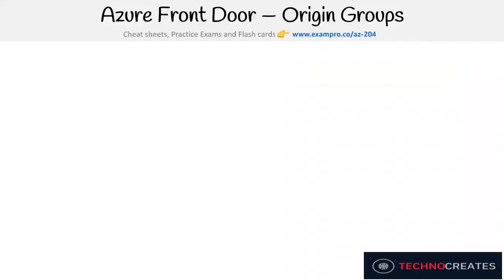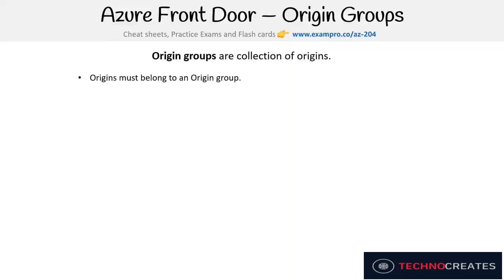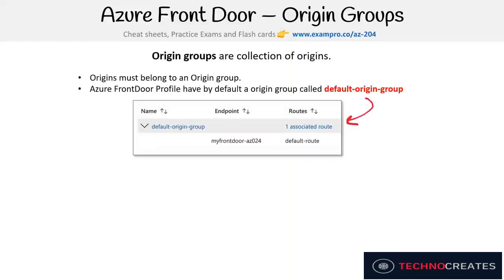So we just talked about origins for Azure Front Door. Let's talk about origin groups. Origin groups are a collection of origins, and an origin has to belong to an origin group. So you can't just create an origin and let it float around in Azure. It's always going to be assigned to one. And when you create an Azure Front Door profile, by default, you will have an origin group called default origin group. And so here it is.